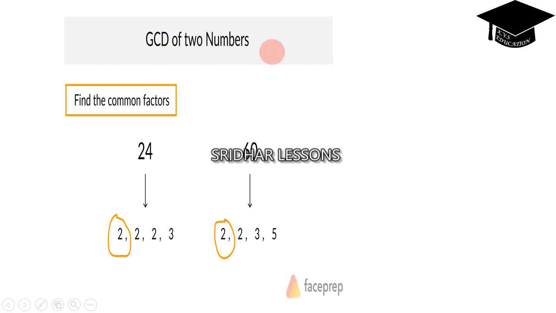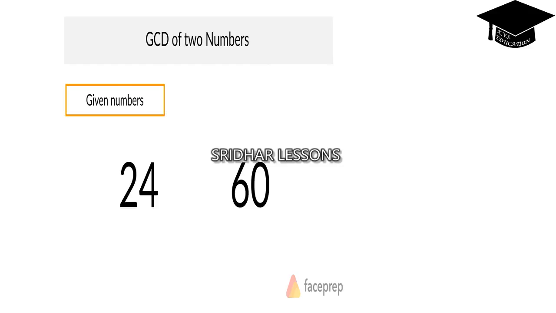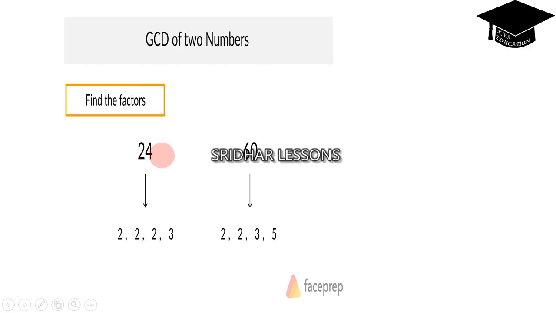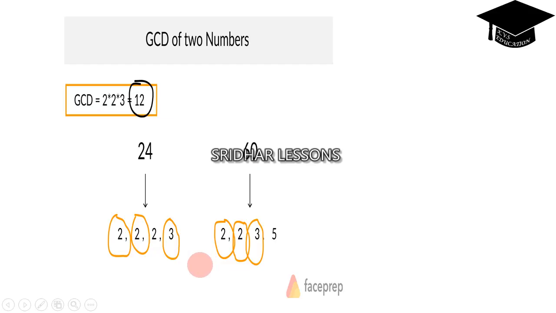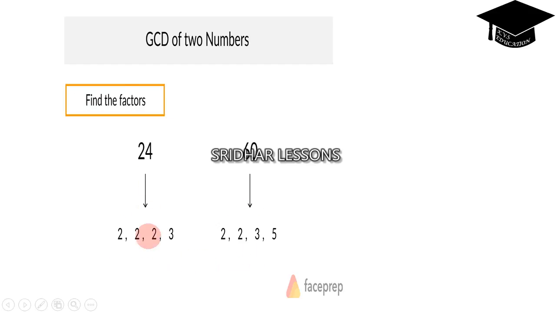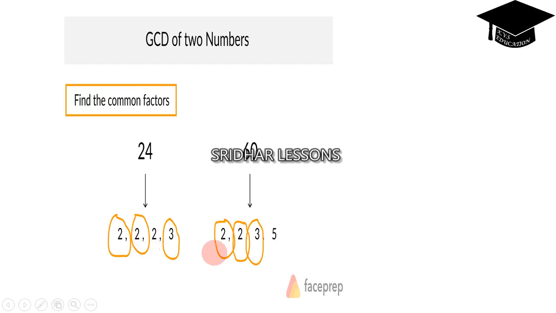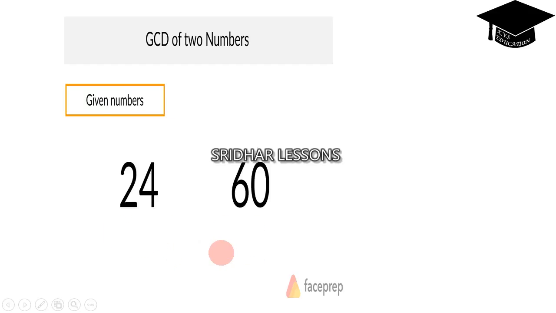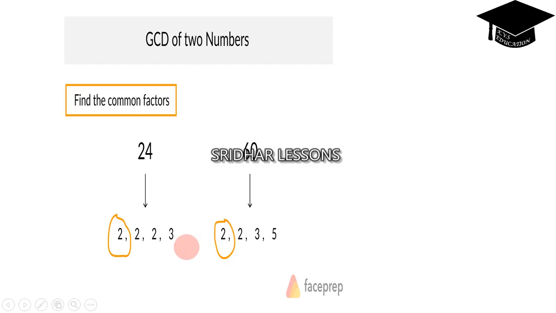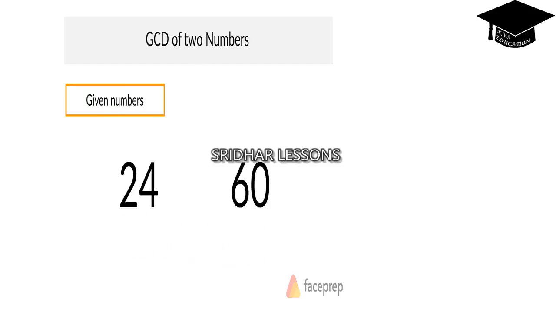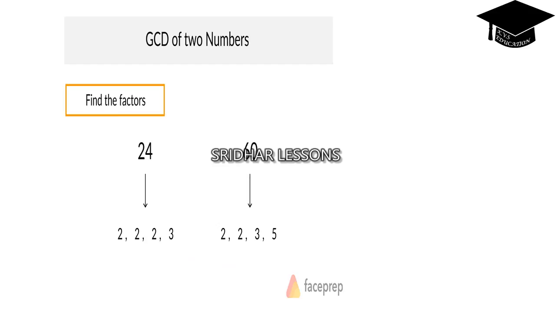GCD of two numbers. First of all, we have to find the common factors for the two numbers. See, for 24 as well as 60, these are the common factors. First, we have to find individually the factors for 24 and 60. After that, we have to find the common factors. This is how we find the GCD, greatest common divisor, for these two numbers.